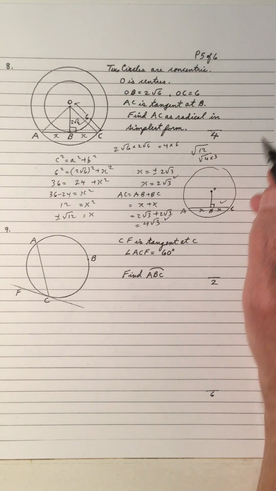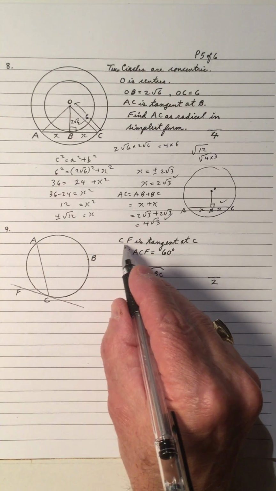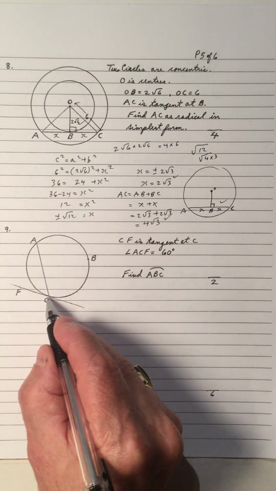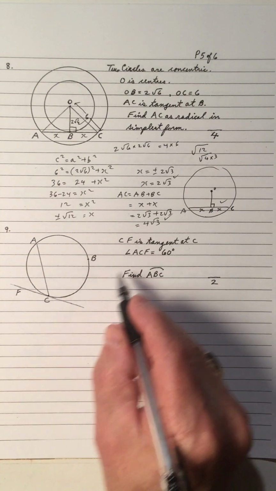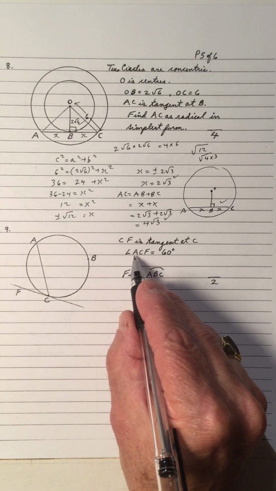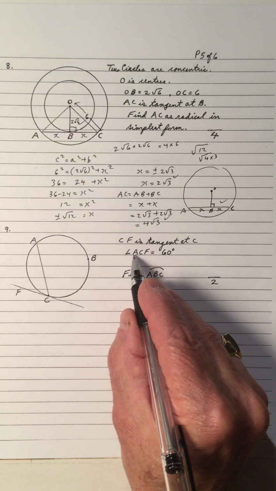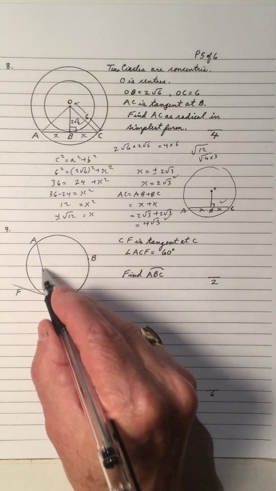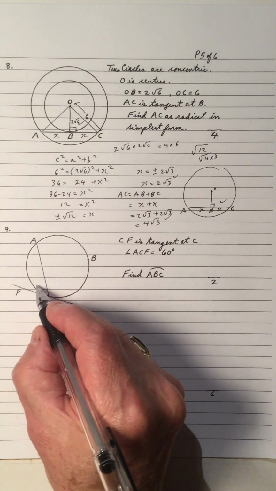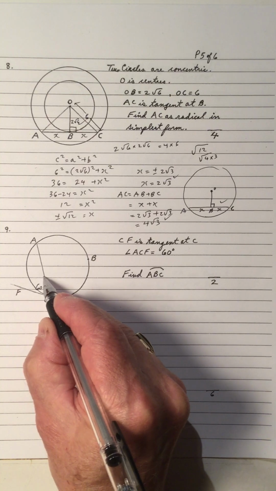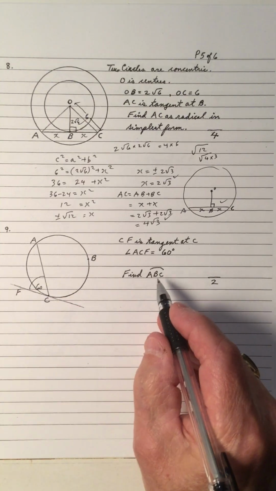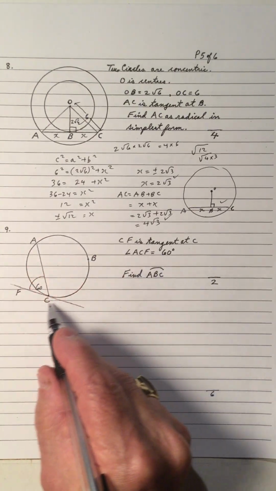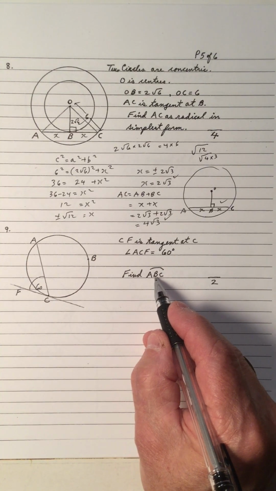Number 9. It says that CF is tangent at C. So CF is tangent at C. This is the point of tangency. The angle ACF, this angle here, is 60 degrees. So we got to get the measure of the arc ABC. What's the measure of the arc ABC?